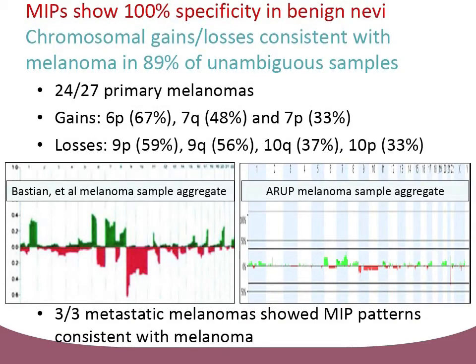So in essence, we had very similar gains and loss patterns. This is the historical data from Bastian et al., and this was our aggregate from these studies, from the 27 melanomas. We saw the gains and losses that were expected at similar frequencies to what you would expect. The literature had said that you would see it in about 95% of cases. We saw it in 89%, but we did have a small sample set. And all of our benign nevi looked benign.